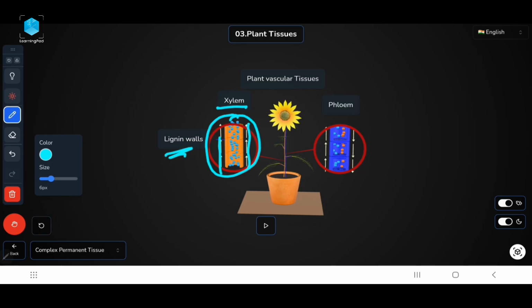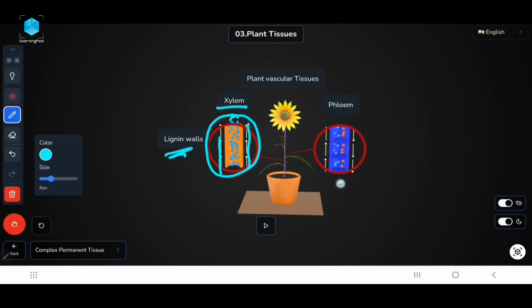Then the phloem tissue. What do xylem and phloem do? Xylem helps in conduction of water. Xylem consists of different types of cells called tracheids, vessels, xylem parenchyma and xylem fibers. What are the walls of xylem like? They are thick, and these cells are dead cells. The phloem is made up of sieve tubes, companion cells, fibers and phloem parenchyma. The function of phloem is to transport food from the leaves to other parts of the plant.